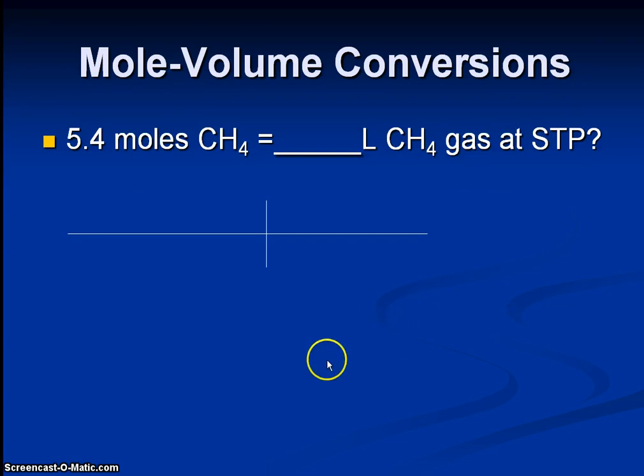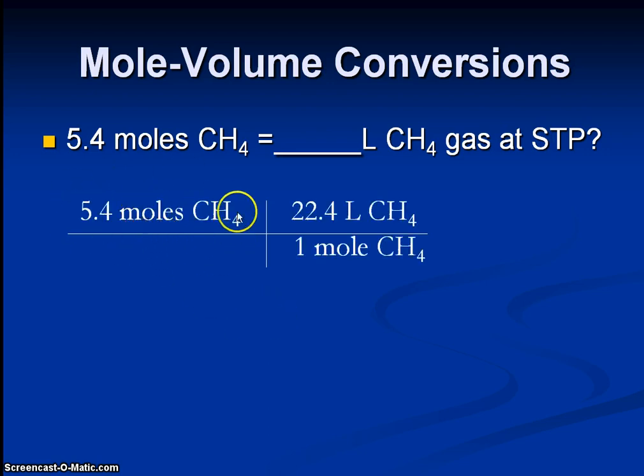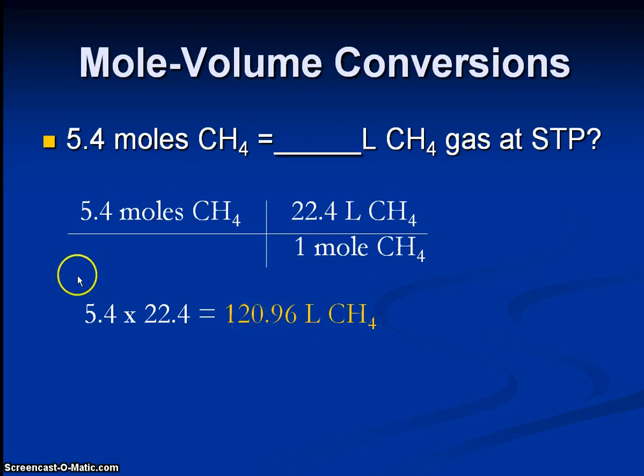Let's try another one. If we have 5.4 moles of methane, which is CH4, let's see if we can figure out the liters. So start with what you're given in the top left corner, 5.4 moles. Bring your moles down. You're turning it into liters, and plug in your numbers. So 22.4 liters is equal to 1 mole. And hopefully you just made an observation. Notice that this answer is the exact same answer as the previous question.